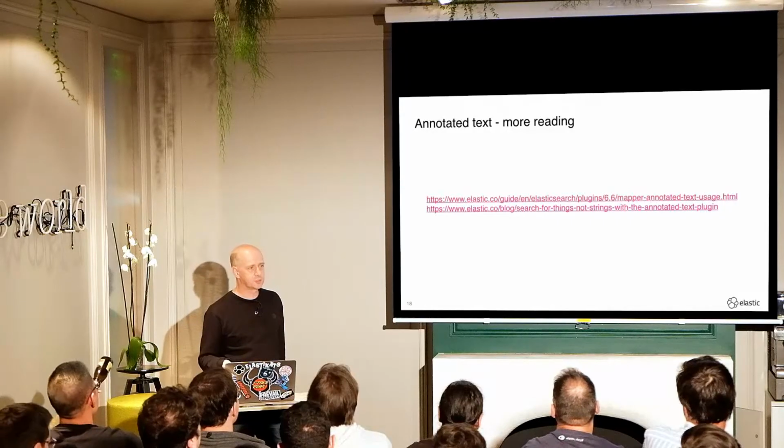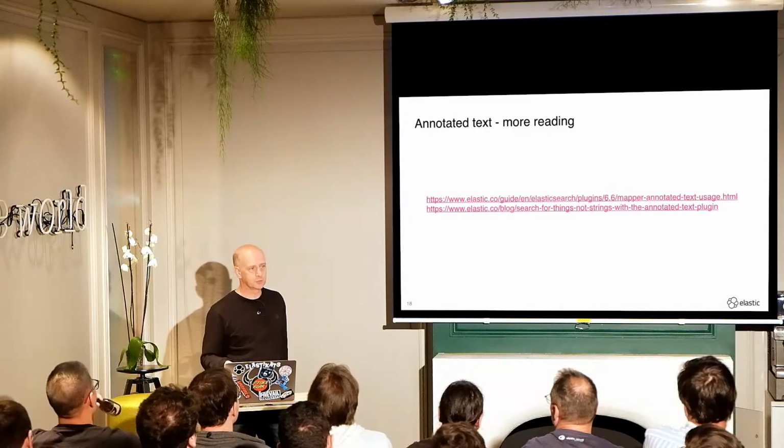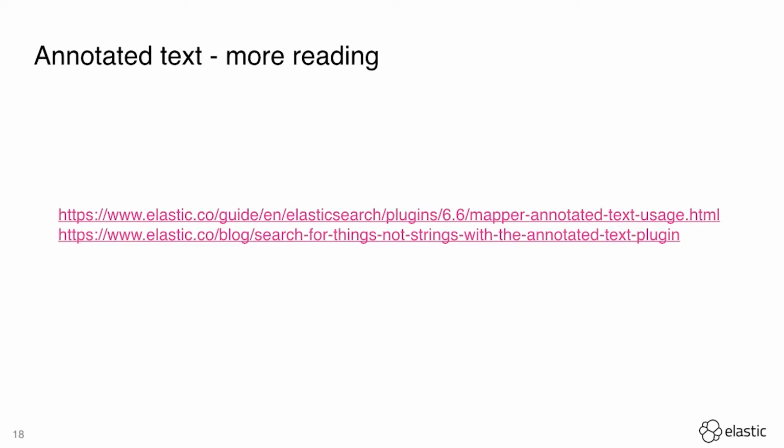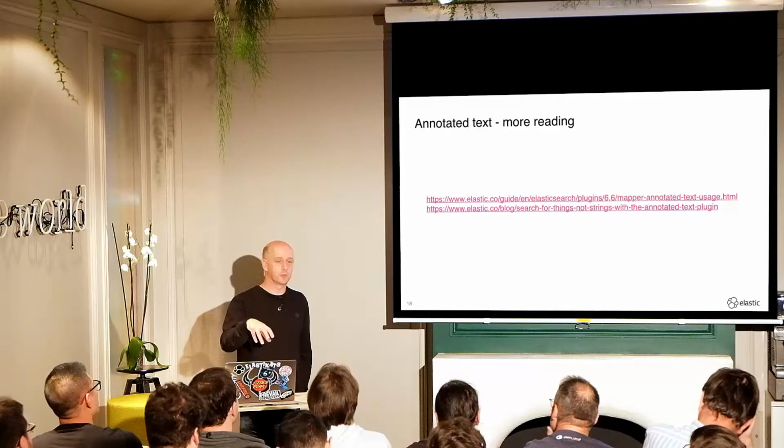So if you want to know more about annotated text, there are some links here. There's the reference documentation about how to use it, plus a blog talking about why you would want to use it in the first place. Our own OpenNLP plugin is also annotated text capable now. So you can say, I want to output the annotations not just as structured fields called person, but also annotate the original text where these people names were found.